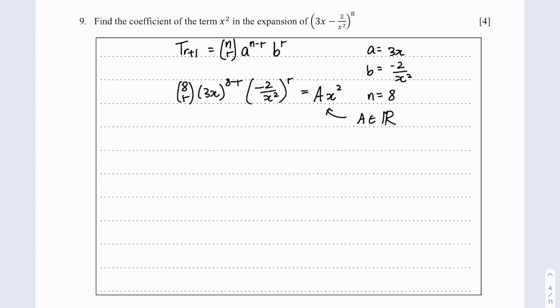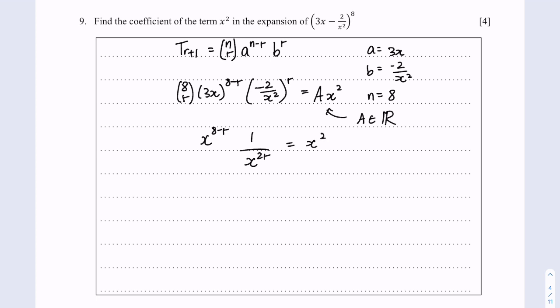And then once I have my value of r, I plug that back into the general term formula in order to solve for the coefficient that's in front of the term x squared. So if I isolate just the values containing x, I have x to the power of 8 minus r, and then I'm going to have 1 over x to the power of 2r equaling x squared.